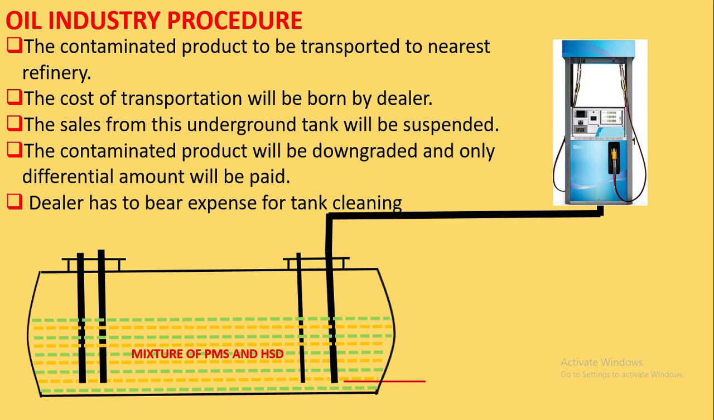When the product reaches the refinery, they will downgrade it and only the differential amount will be paid to you. Say you have contaminated HSD with motor spirit. This product will be downgraded either to HSD or below that, which is kerosene. Then only the kerosene amount will be paid to you. If HSD is 80 rupees, PMS is 80 rupees a liter and kerosene is 20 rupees a liter, you will be paid only 20 rupees a liter.